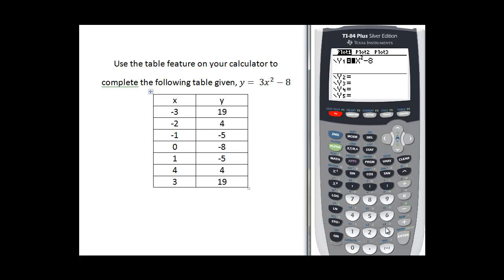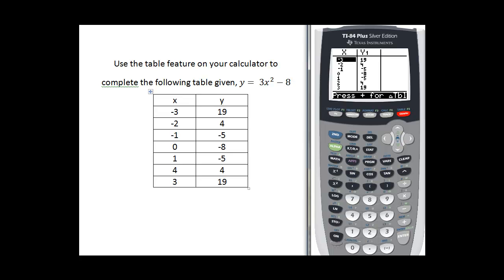So in your y equals, you should have inputted 3x squared minus 8, and then if you hit second graph, you will get your table going from -3 to 3, and so here we have the corresponding outputs.